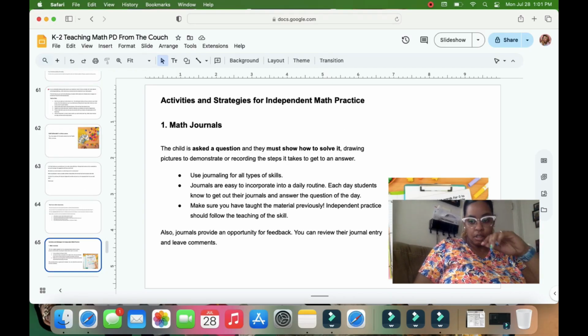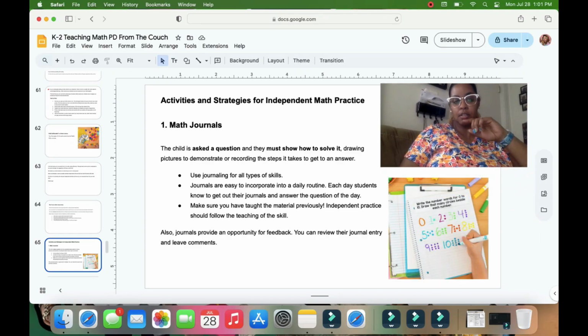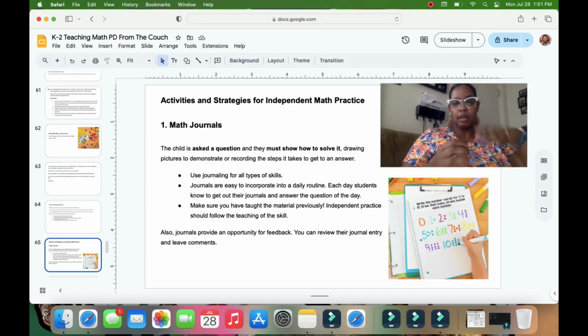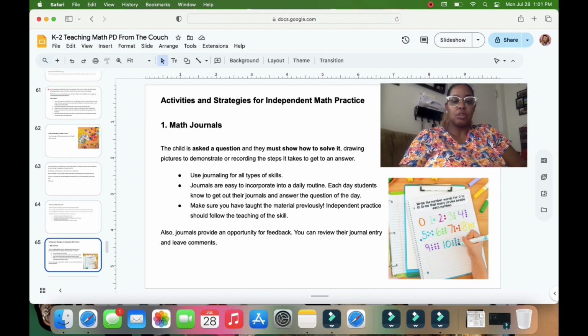Activities and strategies for math practice could include one great thing that I like to do, which is math journals. The child is asked a question and they must show how to solve it, drawing pictures or demonstrating, like recording the steps that it takes to get the answer. So you can use journaling for all types of skills. Journals are easy to incorporate into a daily routine. Each day, students know that they have to get out their journals and answer the question of the day. Make sure you have taught the material previously, and then independent practice should follow the teaching of that skill. Journals can also provide an opportunity for feedback, and you can review the journal entry and leave comments.